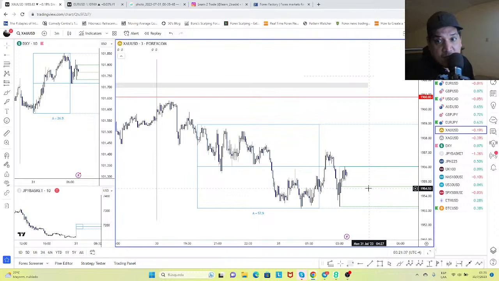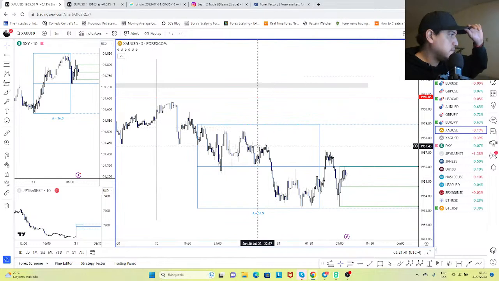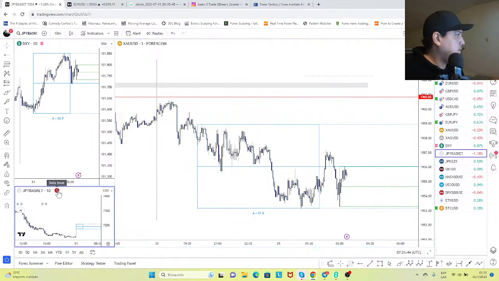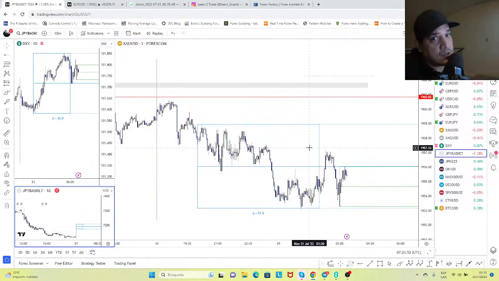Do you use any correlation indicators when trading? No, I don't use indicators at all, mate. Data issue on the Japanese yen market. You may see gaps in history on FXCM charts. Our engineers are investigating the problem. So yeah, that's right. Do not use FXCM.